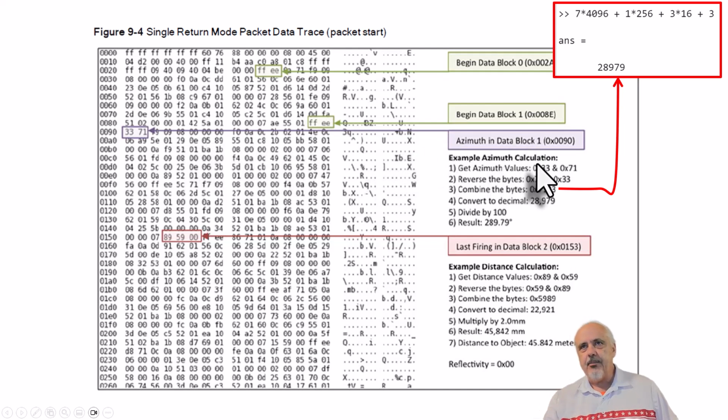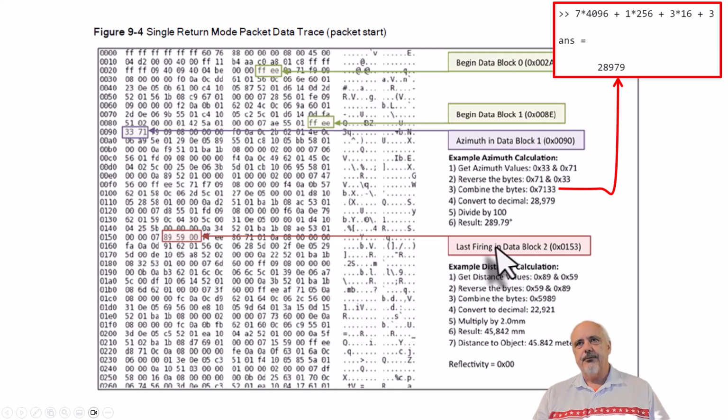All right, so example azimuth calculations. We're getting to the 33 and the 71. It's little endian, so I have to flip them around. So I've got 7133 is the real 16-bit word. That's going to be 7 times 4096 plus 256 plus 3 times 16 plus 3, which is 28,979. It says it right there, convert to decimal. And then they're saying that you divide it by 100, and that's going to be the resulting azimuth. That's the direction that the data is coming in at.